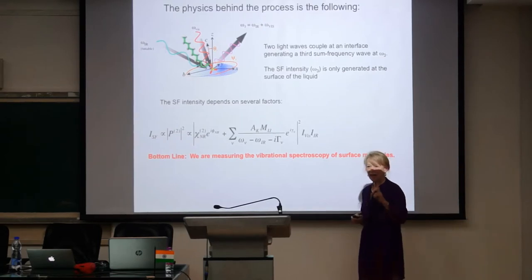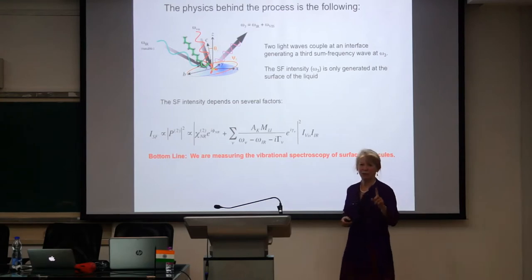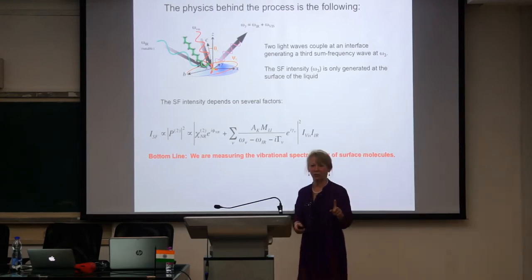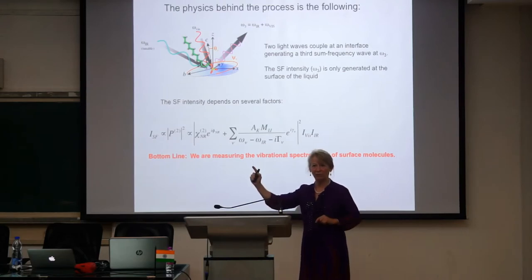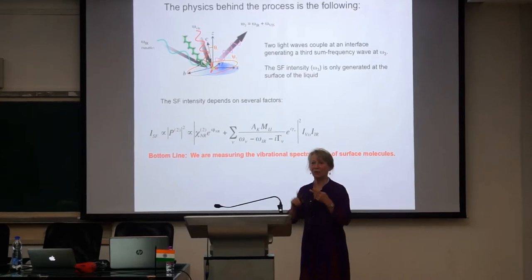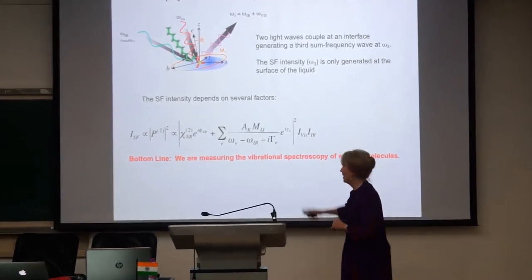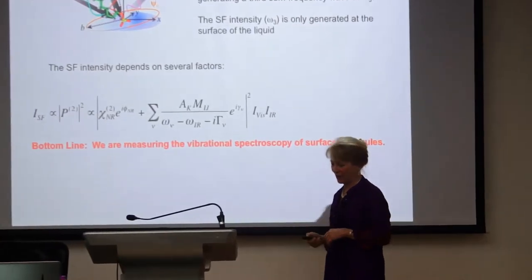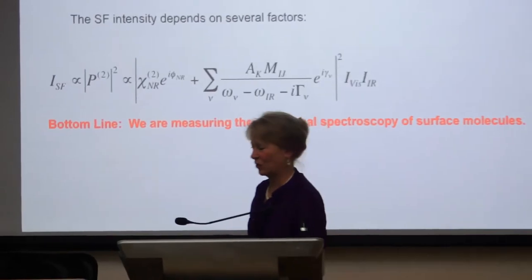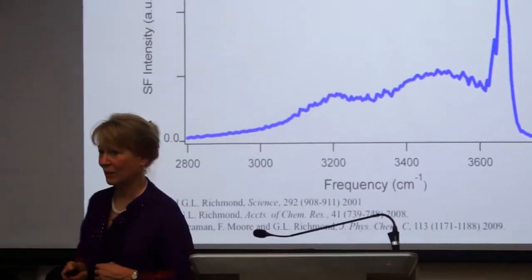But for those of you that have had some vibrational spectroscopy, you might know that in infrared vibrational spectroscopy there are certain selection rules, and in Raman there are certain selection rules. So sometimes you can measure a Raman spectrum, sometimes an infrared vibrational spectrum. I see at least one nod back there. In sum frequency, the modes have to be both infrared and Raman active. I'll stop there. This equation is telling us that, but basically the bottom line is that we're measuring the spectrum of molecules at the surface.